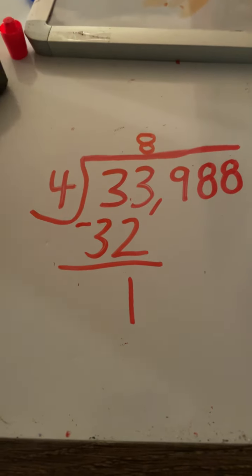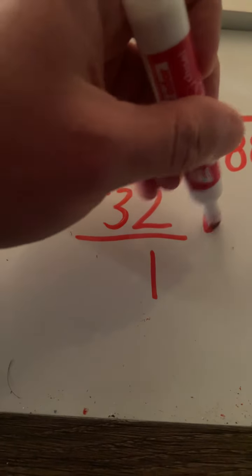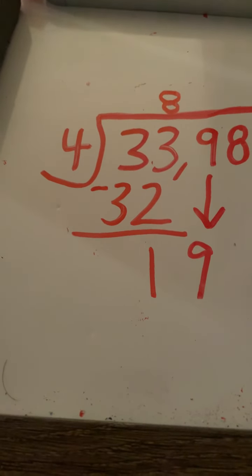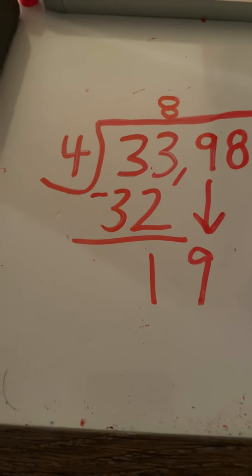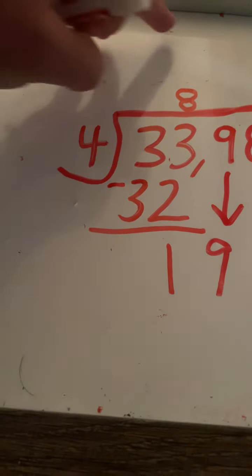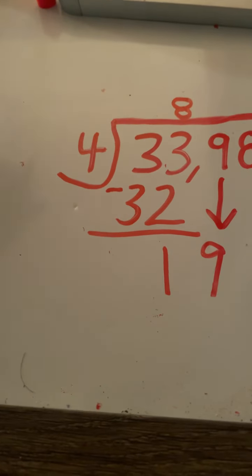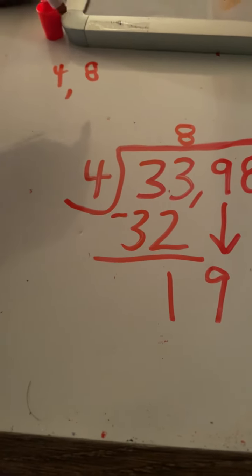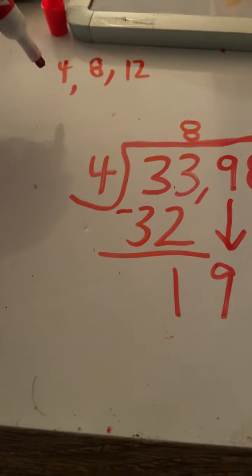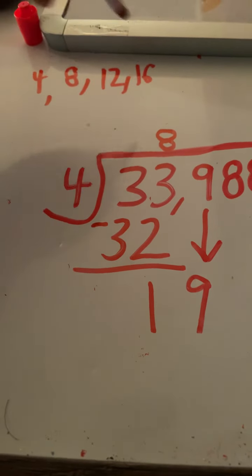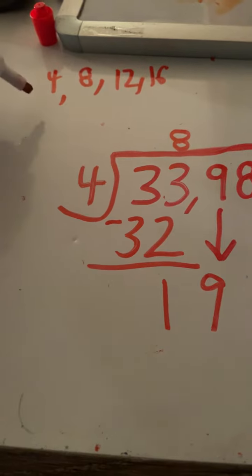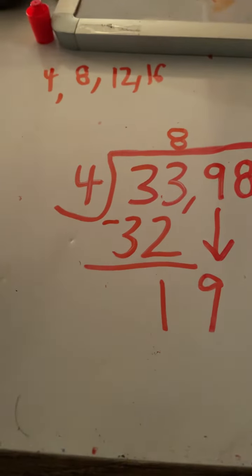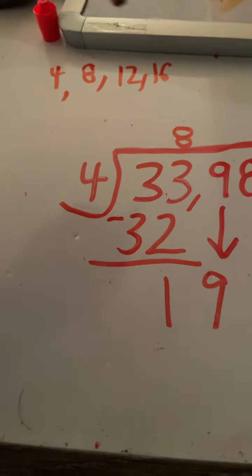Now I'm going to bring down the next number. I'm bringing down the 9. That 1 becomes a 19. Now I'm going to figure out how many groups of 4 go into 19. 4, that's 1 group. 8, 2 groups. 12, 3 groups. 16, 4 groups. Now if I count by 4 again, I'll be at 20. That is too far. But I was able to get 1, 2, 3, 4 groups of 4 within 19.